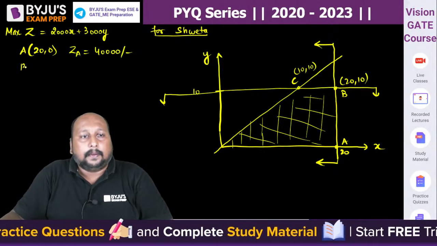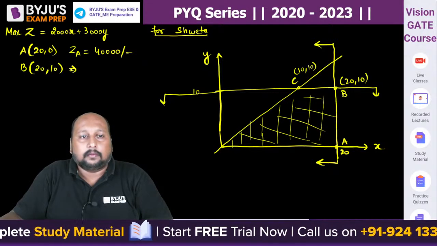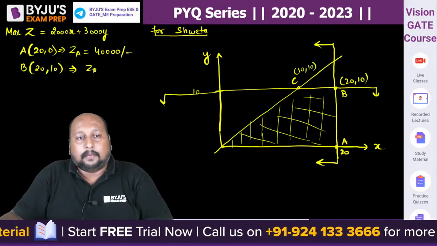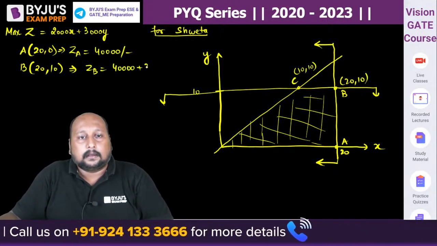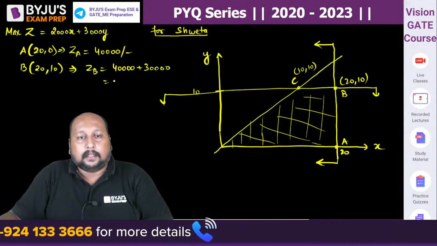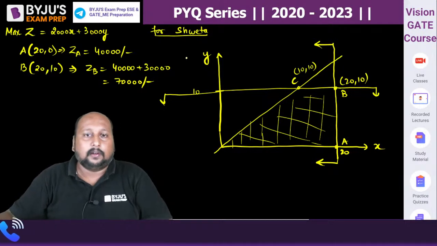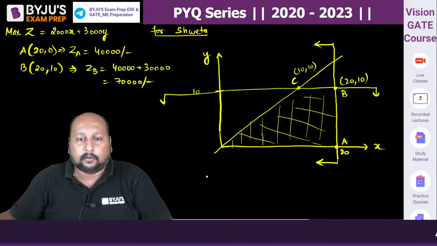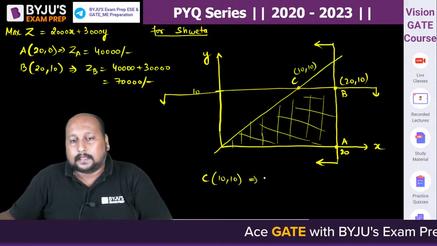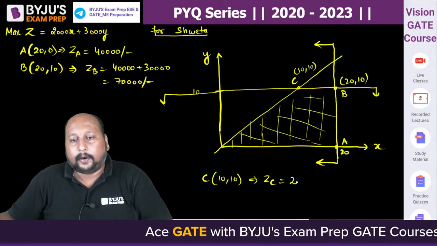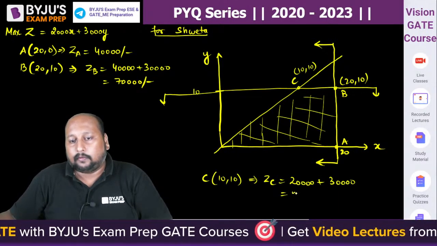Right. The B coordinate is 20 comma 10. I think this should be the maximum value. So ZB will be equal to 20 into 2000, that is 40,000 plus 30,000, that is 70,000. Okay, and C value, let me write it over here. C is having coordinate of 10 comma 10. So ZC value will be equal to 20,000 plus 30,000, that is equal to 50,000.